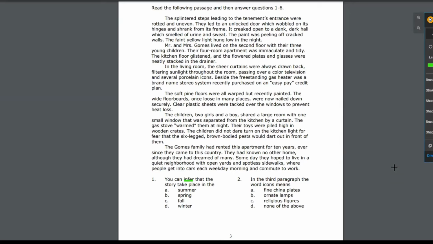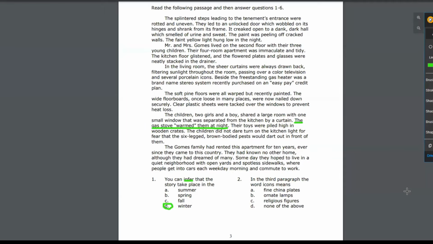So that's why when you make the inference, it has to be based on something specific that leads you to believe that. So when I saw this particular question, I knew to go to where something was describing either the weather or something in reference to what was going on. And what I found was it says the gas stove warmed them at night. So that lets me know that's like having a heater, which means, what time of year are we more likely to use the heater? That's going to be in the winter, right? So that's the thought process that you have to have, because when I first saw the question and thought of the overall passage, I thought, well, they didn't talk about the weather too much.